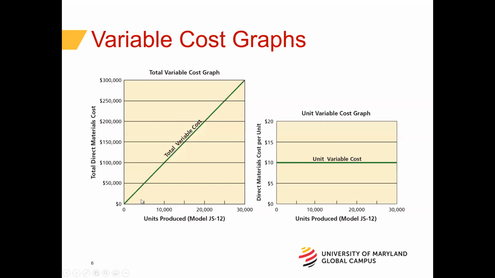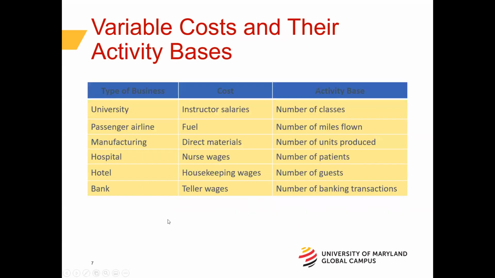And this is just a nice visual representation of that, yes? Let's talk about the types of businesses, their related costs, and the activity base for variable costing. I guess it's an okay example.